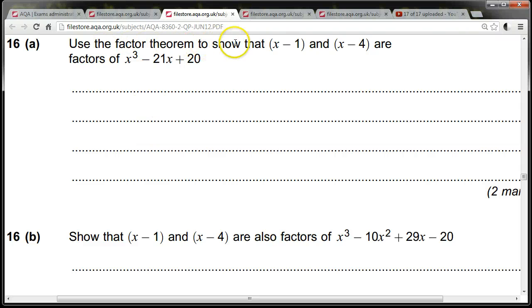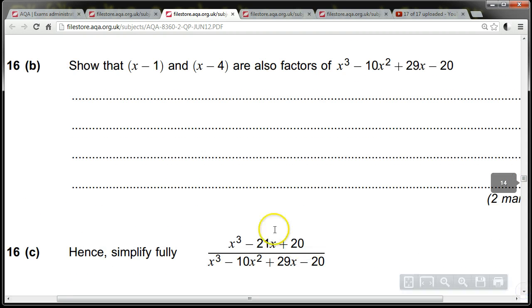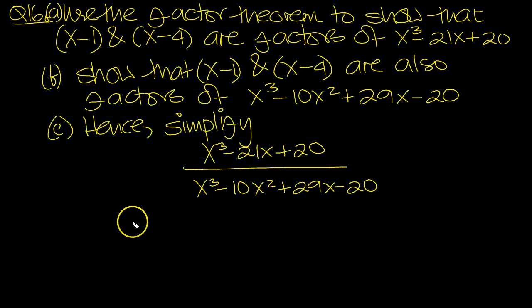Use the factor theorem to show that x minus 1 and x minus 4 are factors of x cubed minus 21x plus 20. Show that x minus 1 and x minus 4 are also factors of x cubed minus 10x squared plus 29x minus 20. Hence, fully simplify this rational polynomial function. Okay, so here's the question in summary form then.